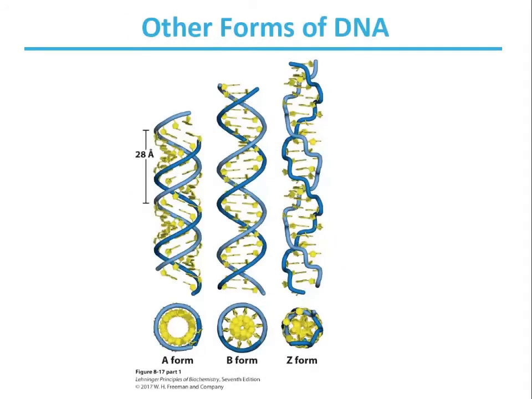Other forms of DNA besides B form DNA. I showed you in the previous slide, we have A DNA and we have Z DNA. Z is like zigzag DNA, so it's forming like a zigzag. This is actually unusual. The Z form is an unusual, strange conformation of DNA. The famous one is the B DNA, the standard one.